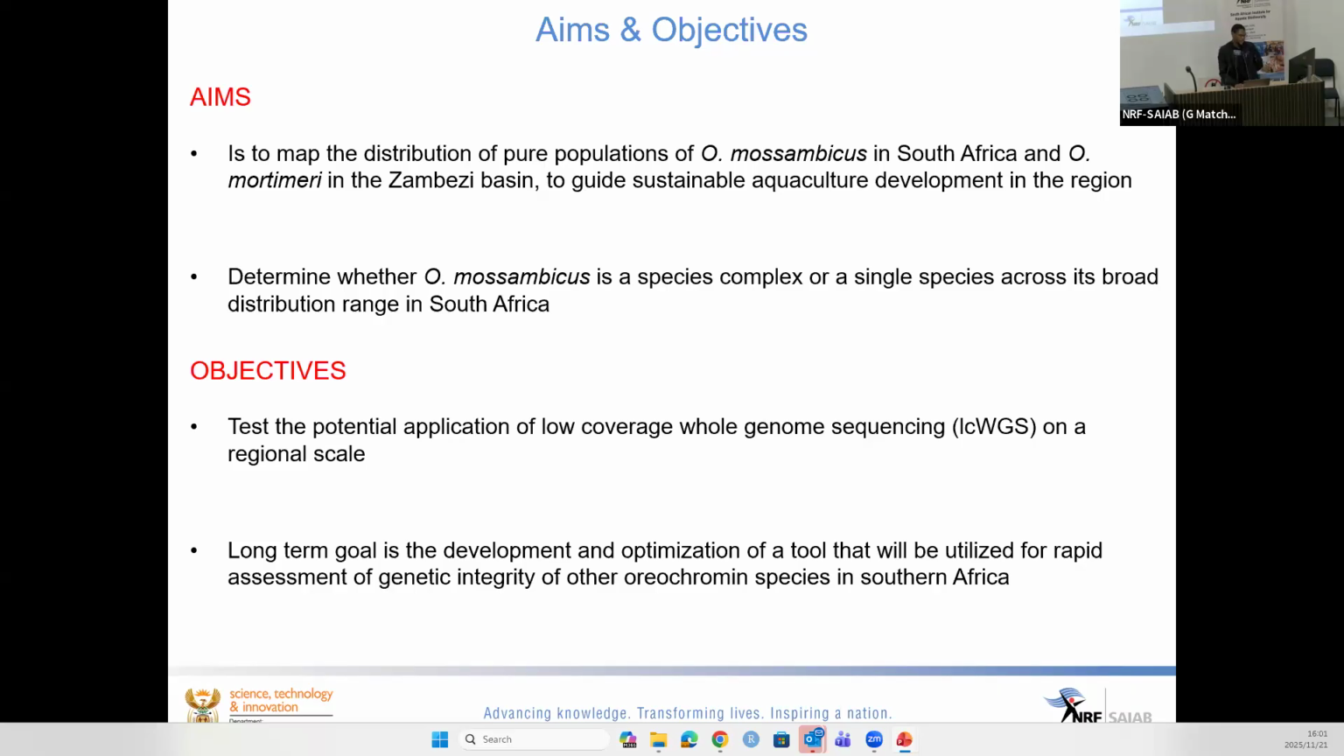My objectives include testing the potential application of low coverage whole genome sequencing on a regional scale. Another objective is the development and optimization of a tool that will be used for rapid assessment of the genetic integrity of other Oreochromis species in Southern Africa.